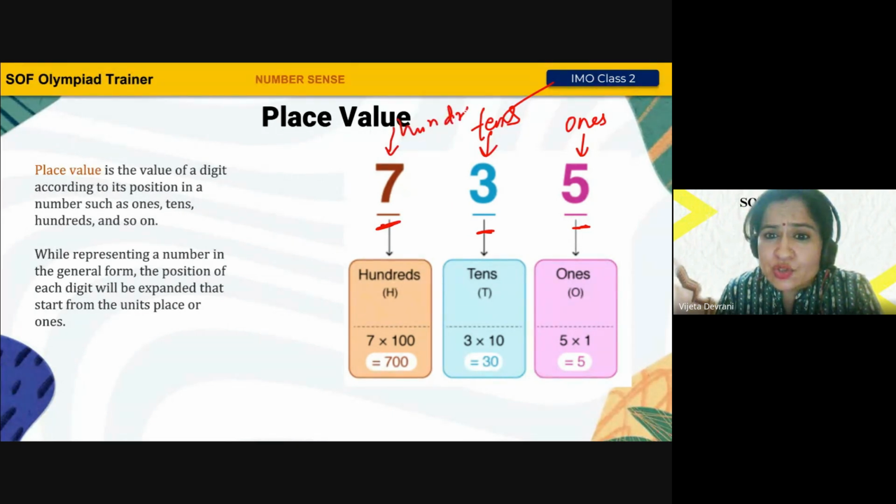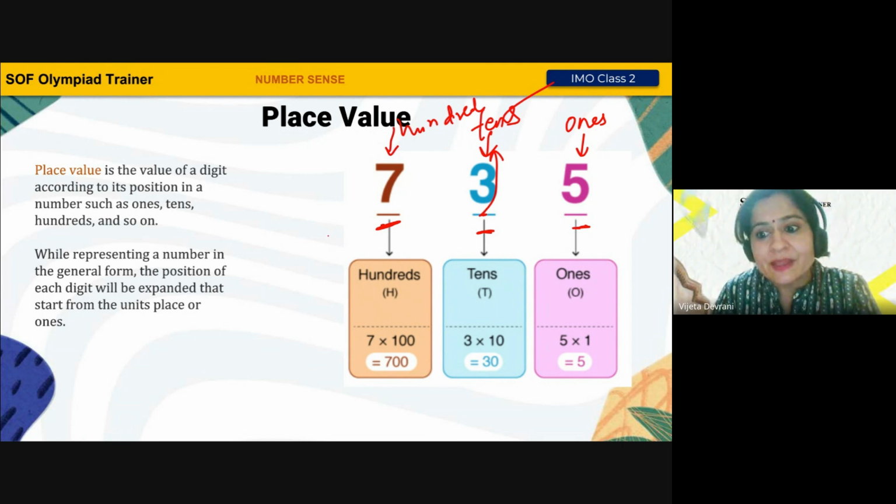So if somebody asks you, what is the place? You have to check where it is placed. So 3 is placed at tens. So place is tens. And what I'm going to teach you here is the place value. So place value and place are different. Remember, place value and place are different. Place is where it is stationed, and place value is the value of the digit there.